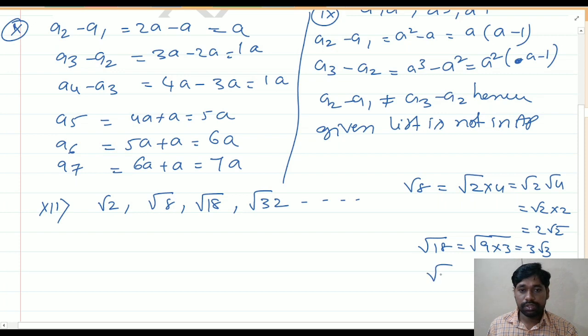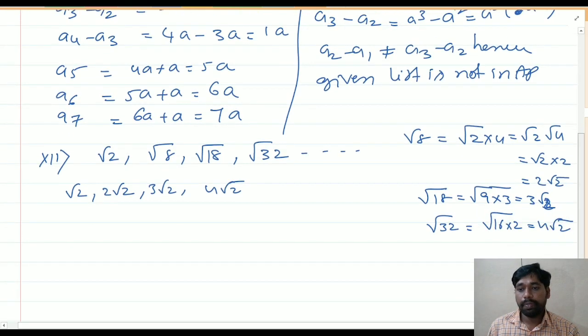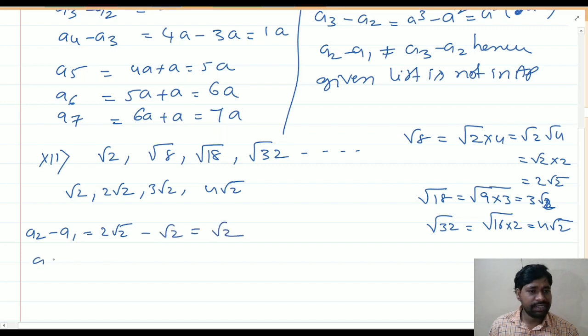Next, root 32 can be written as 16 into 2, which is 4 root 2. So the actual form of these numbers is root 2, 2 root 2, 3 root 2, 4 root 2. What we can say is a2 minus a1 is equal to 2 root 2 minus root 2, which is root 2. The same will be true here.